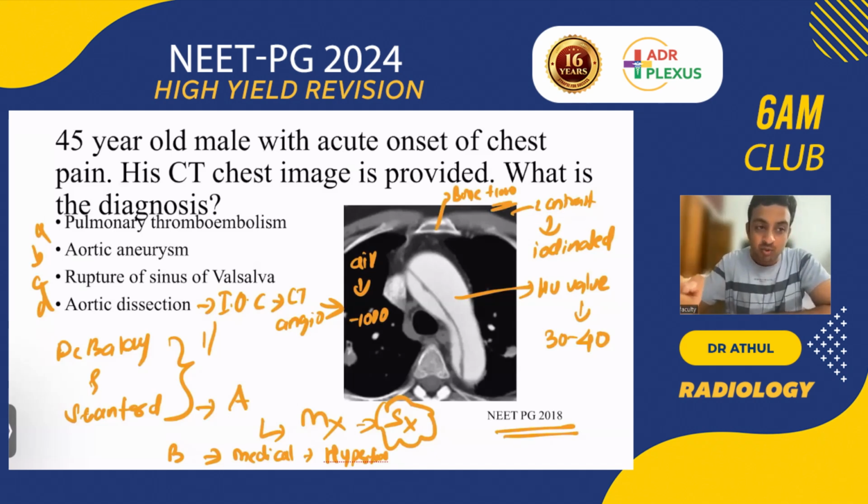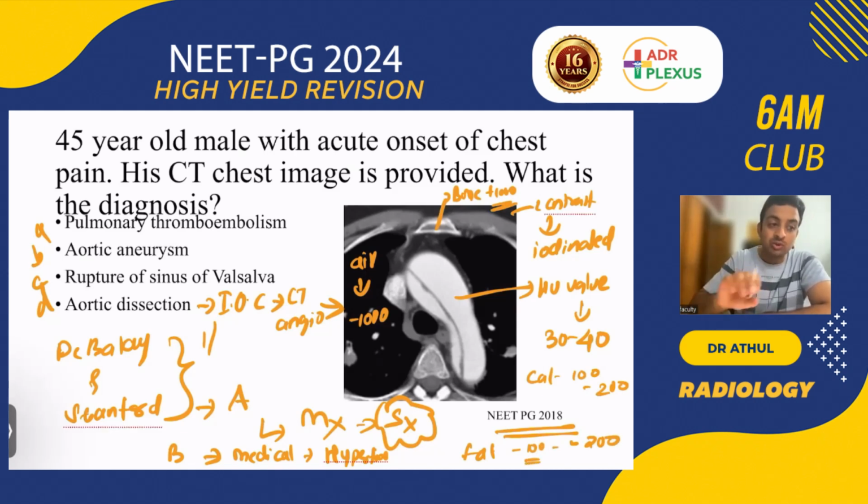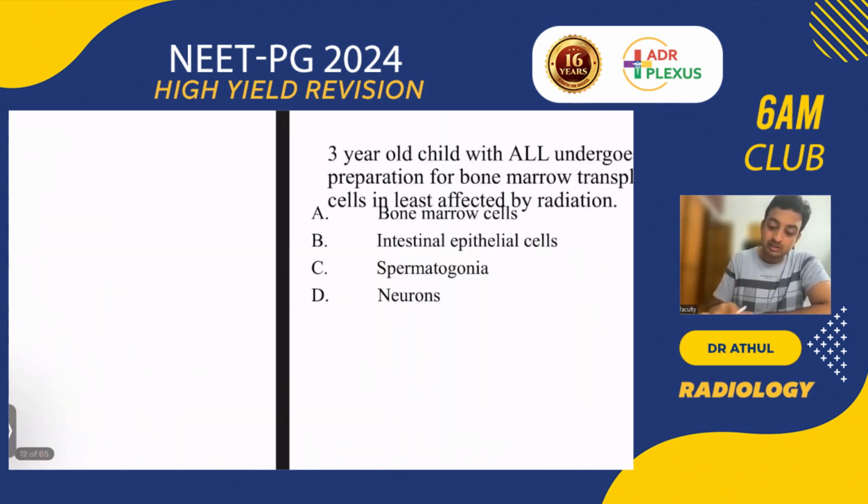The HU value of bone will be plus 1000. Fat will be negative, minus 100, and air will be minus 1000 in that range. Bleed will be 50 to 60, and calcification will be 100 to 200. So those tables regarding fundamentals of CT are very, very, very important. If it is calcification, it will be 100 to 200. If it is fat, minus 100 to minus 200. Things will go like this. All these are very important concepts regarding CT. I hope this is clear.